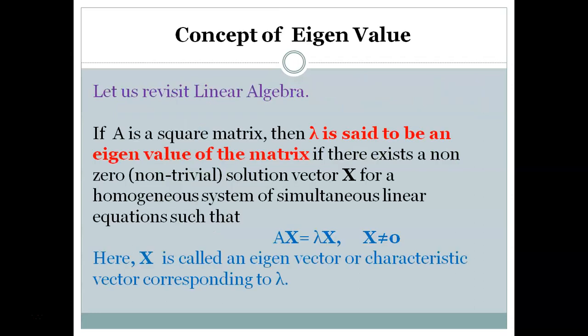You must have heard the concept of eigenvalue in your undergraduate classes in linear algebra. If we have a square matrix, then lambda is said to be an eigenvalue of the matrix if there exists a non-zero or non-trivial solution vector x for a homogeneous system of simultaneous linear equations such that Ax equals lambda x, and x is a non-zero vector. Here x is called the eigenvector or the characteristic vector corresponding to the eigenvalue lambda.